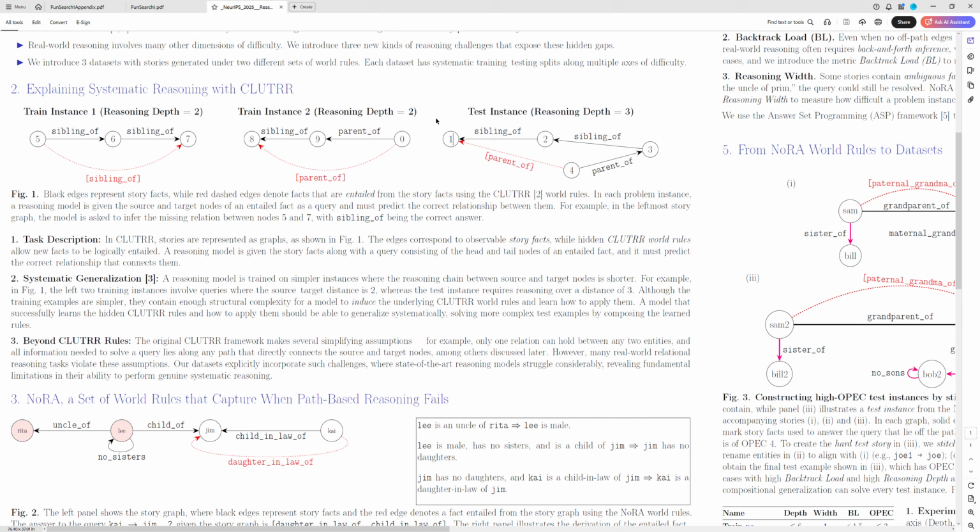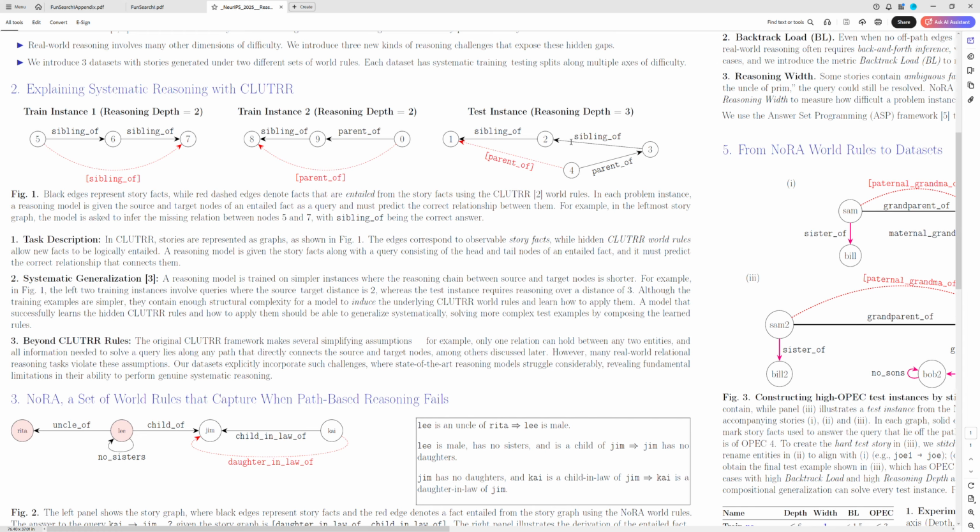And finally, the solution to the query is given. A reasoning model trying to solve CLUTTR would try to solve the query, and the correct answer here is parent of, and that is also given to you in CLUTTR. So that's how a problem instance is set up.